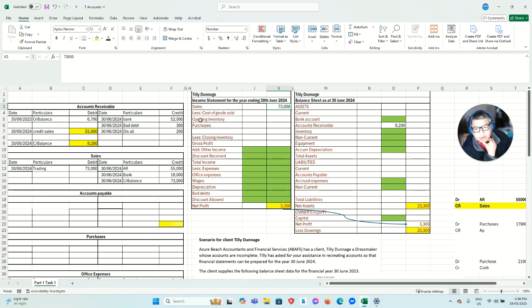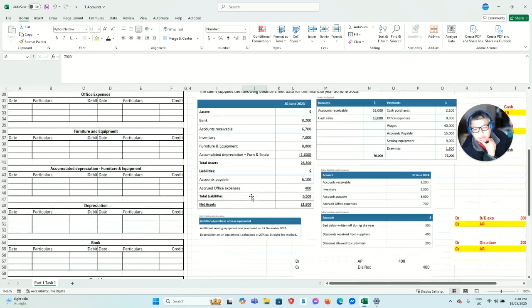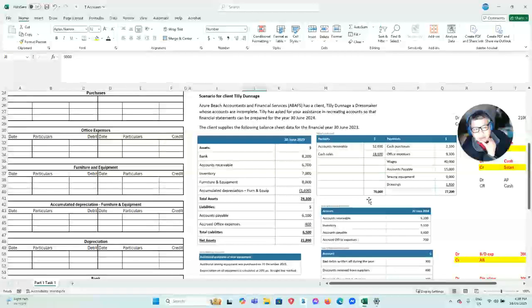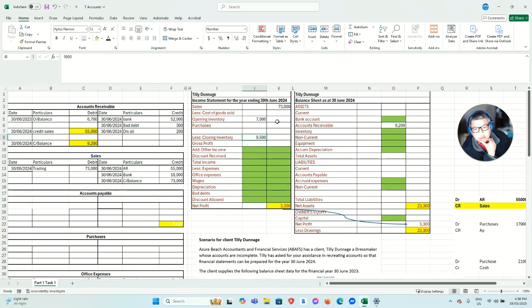But we need to find the cost of goods sold in here. This is a periodic inventory, so you need to calculate the opening inventory plus purchases minus the closing inventory. We know the opening inventory from the given information, 7,000. You know the closing inventory from the given information is 9,500. But we don't know the purchases yet. We will find it out later on. So before we find it out, go to the accounts payable ledger running account.